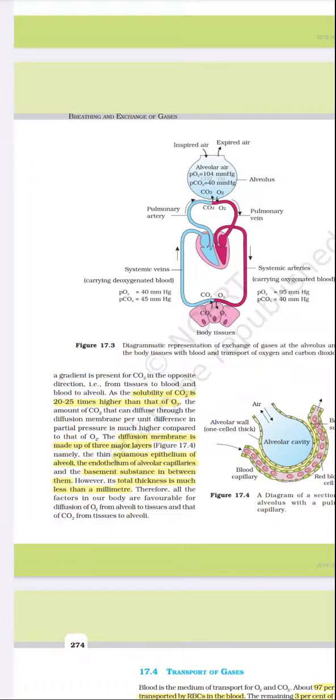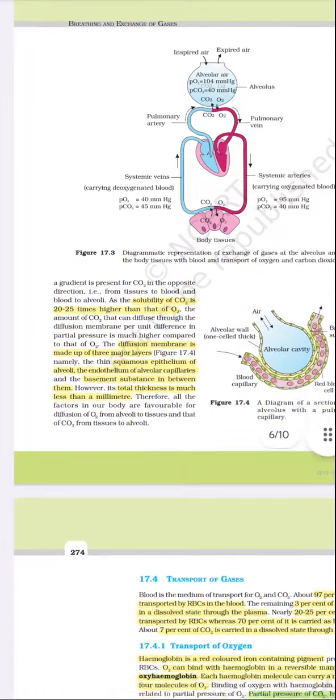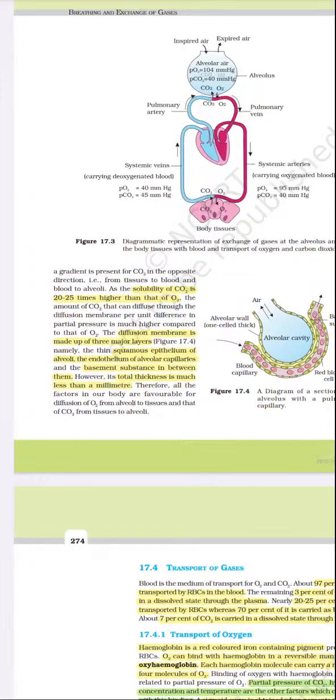The diffusion membrane is made up of three major layers: the squamous epithelium of alveoli, the endothelium of alveolar capillary, and the basement substance in between them. However, its total thickness is much less than a millimeter. Therefore, all the factors in our body are favorable for diffusion of oxygen from alveoli to tissue and that of carbon dioxide from tissue to alveoli.